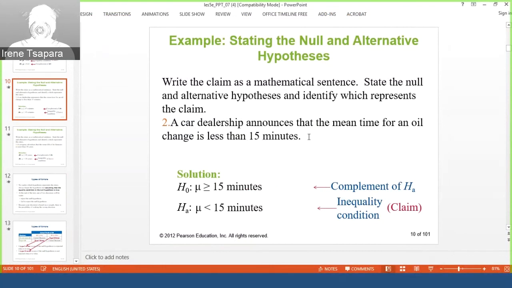Now, immediately you can see that the claim doesn't include an equal symbol. And since it doesn't include an equal symbol, this means that the claim will be the alternative hypothesis. Now, the HO is going to be the mean is greater or equal to 15 minutes. Remember that again, in this case, your test will run on HO.